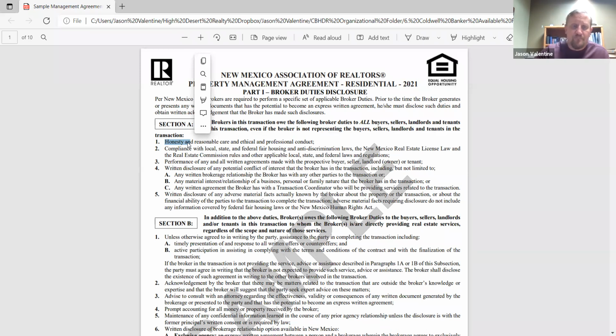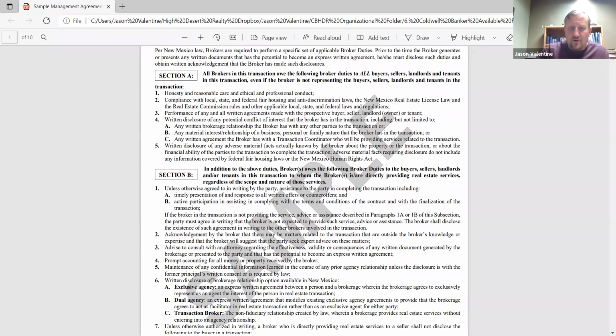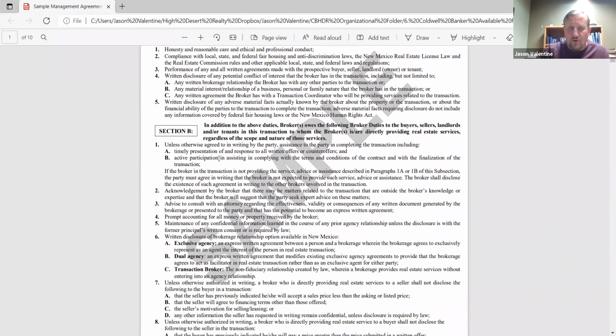And any adverse material facts known about the property, we actually have to disclose to you, and try to do so in writing. Section B, a couple of things that are important in there: the big one down here is to consult with an attorney regarding the validity or consequences of any written documents. That's pretty important. If you have questions, we are not attorneys. If you have questions about what's in these documents, or about taking action or not taking action on these documents, we advise you to chat with an attorney so you're not getting yourself in trouble.